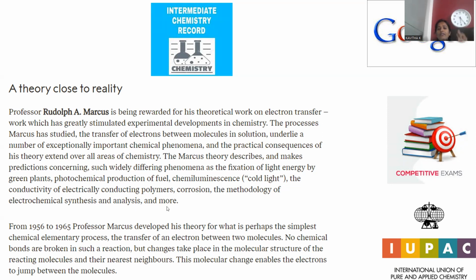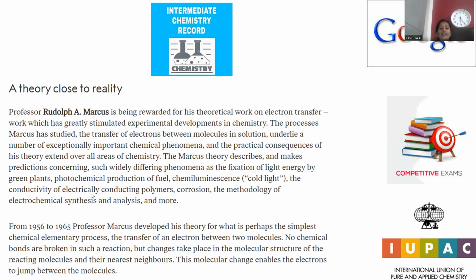So it is not part of a single domain. Rather, he made assumptions in so many fields. One is about how light is fixed by green plants, how they consume the light, how food production is possible. That is one assumption. Then photochemical production of fuel: by means of light-induced chemical reactions, it is possible to synthesize fuel. That is another assumption he made. Chemiluminescence: by using chemical reactions, some glowing tendency will be observed, which is called chemiluminescence. That is also called cold light, a phenomenon introduced by the Marcus theory.